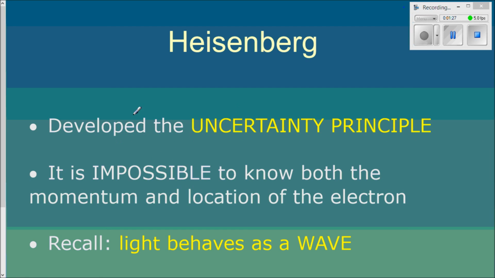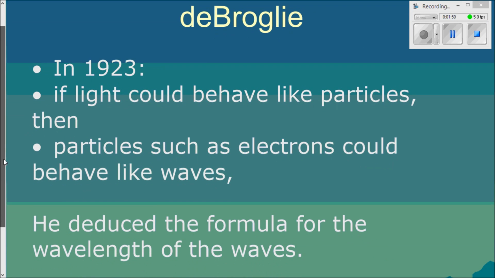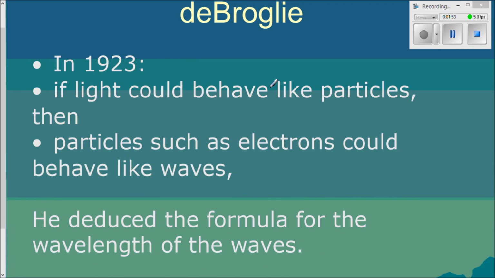But we have to know about Heisenberg, who developed the uncertainty principle. We talked about that. What it tells us about an electron is that it's impossible to know the momentum and location of an electron at the same time. Really, he began to think that electrons behave as waves. In 1923, de Broglie took that wave idea further. He said if light can behave like particles, then particles such as electrons could behave like waves. And he came up with formulas to describe the wavelength of those waves.